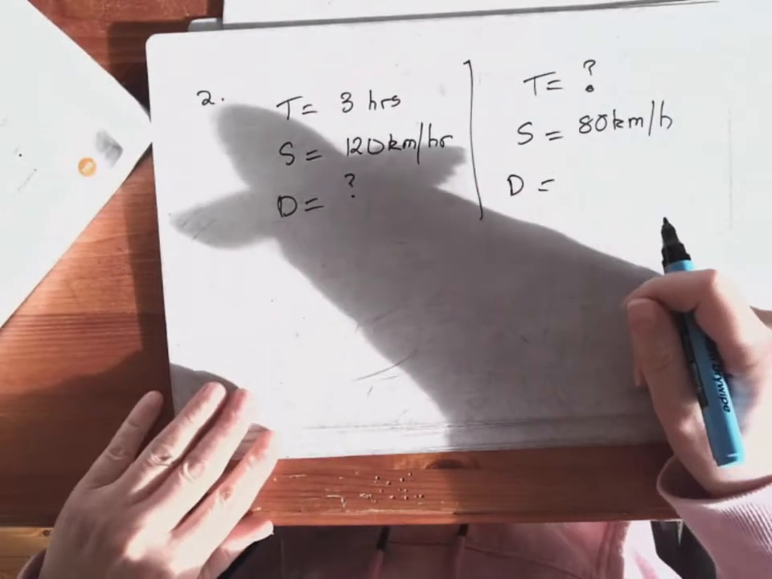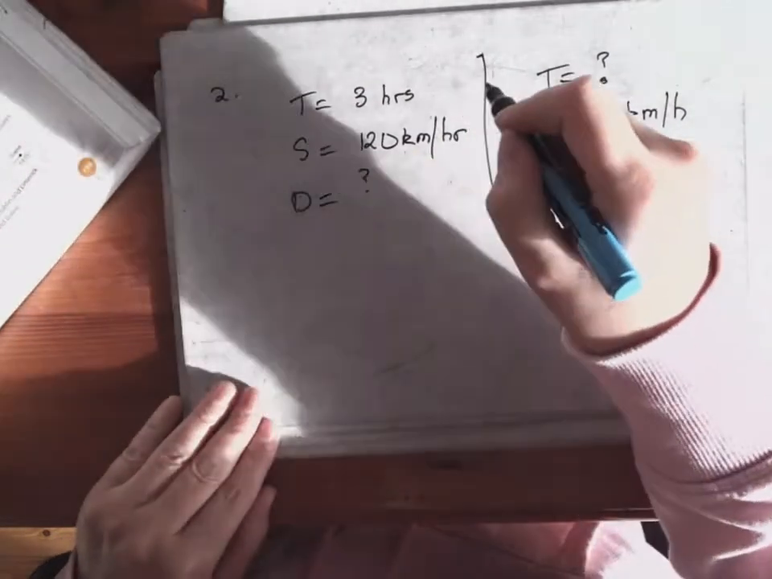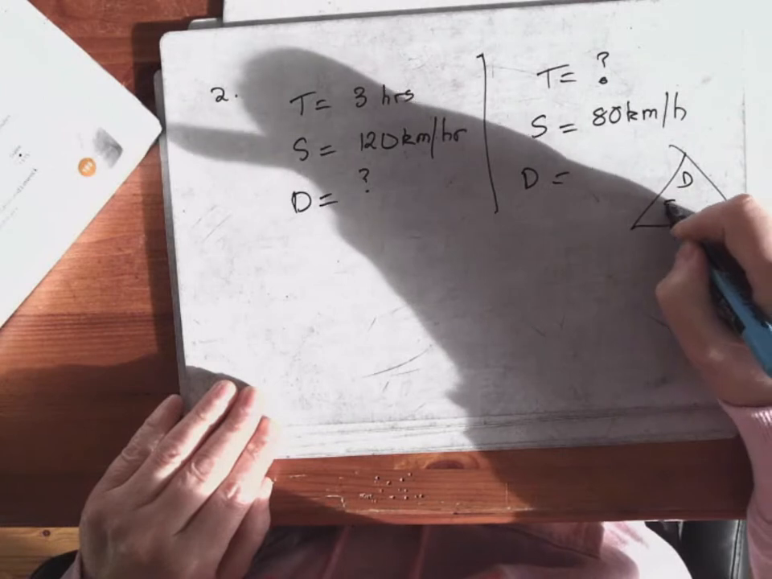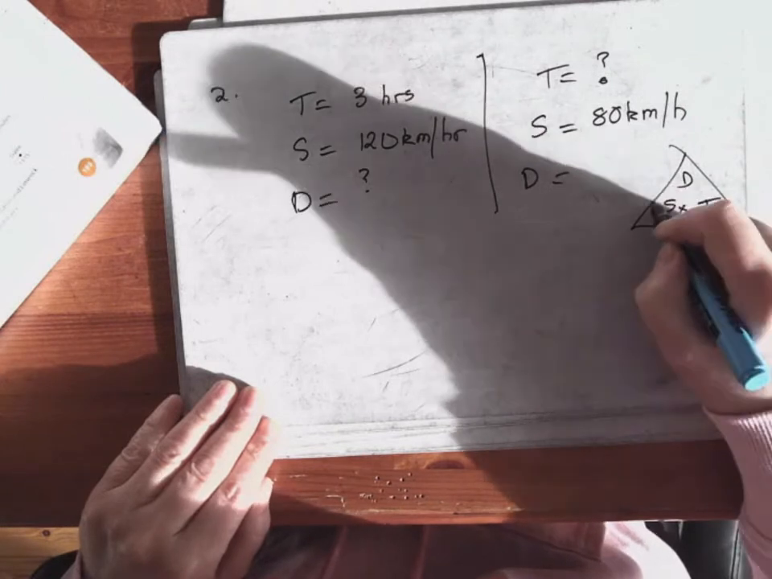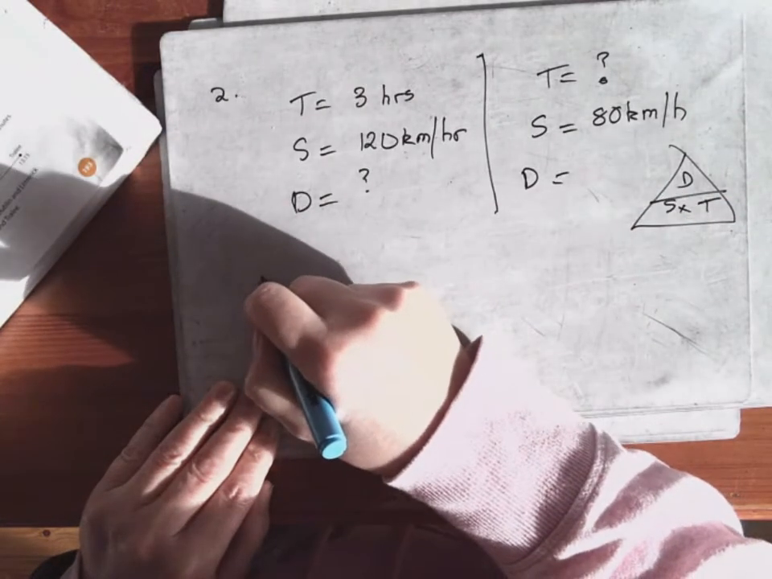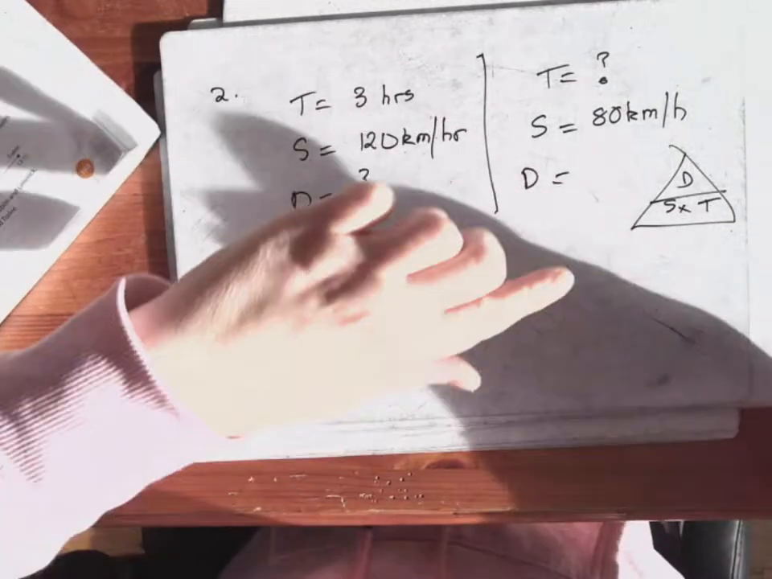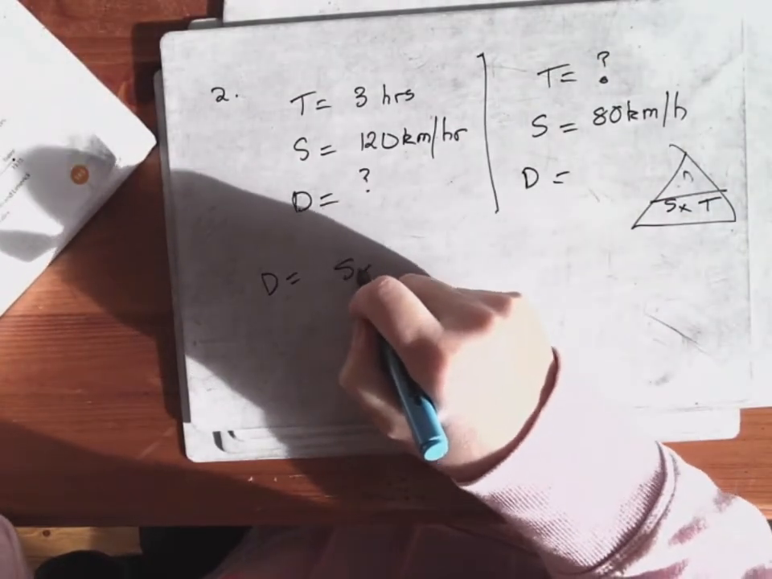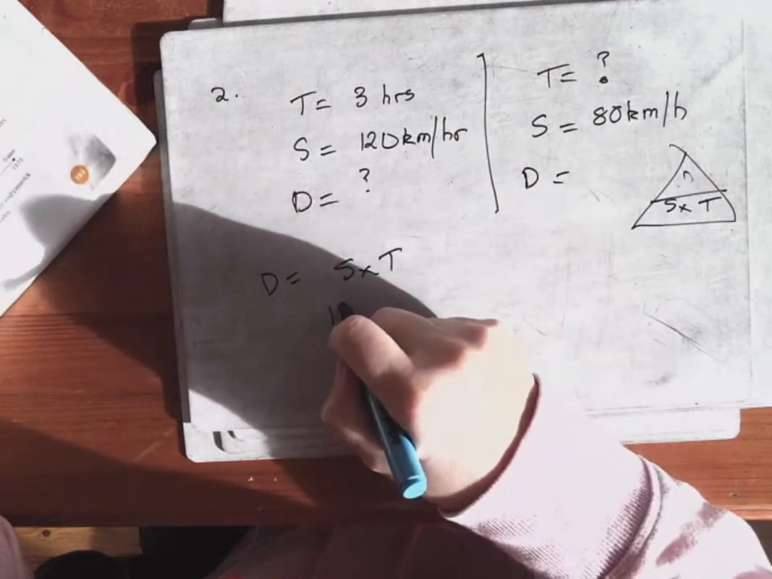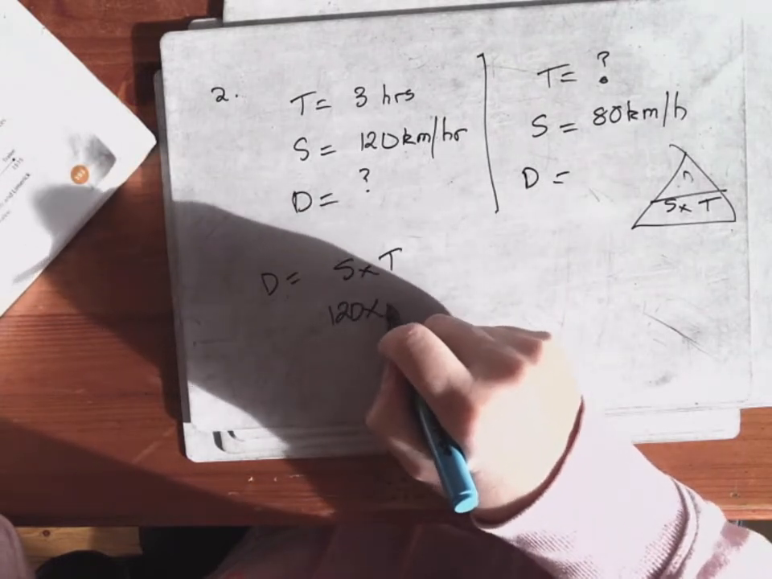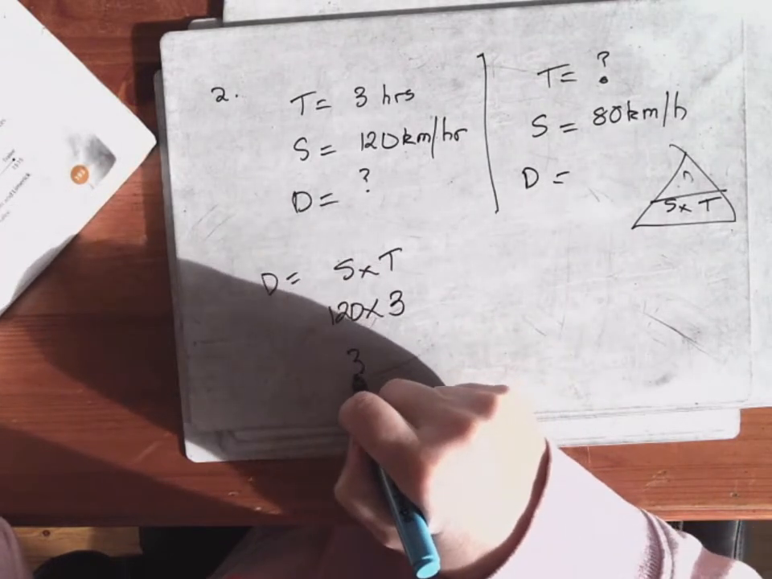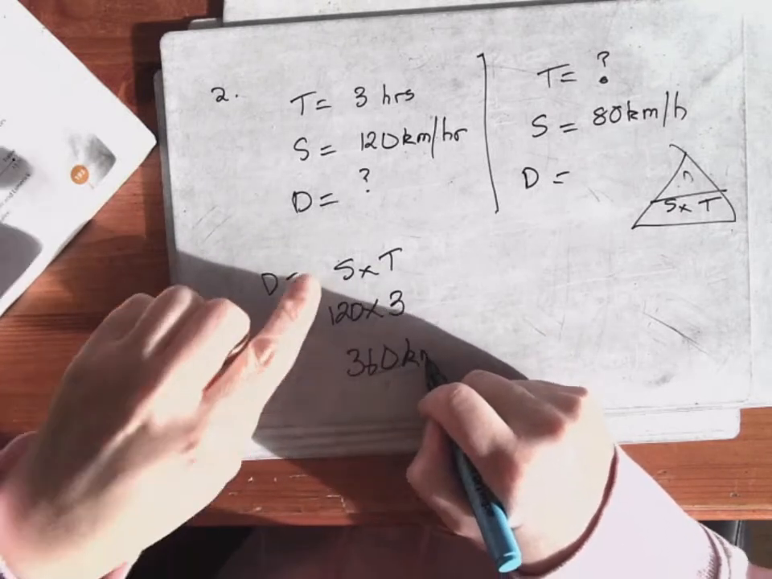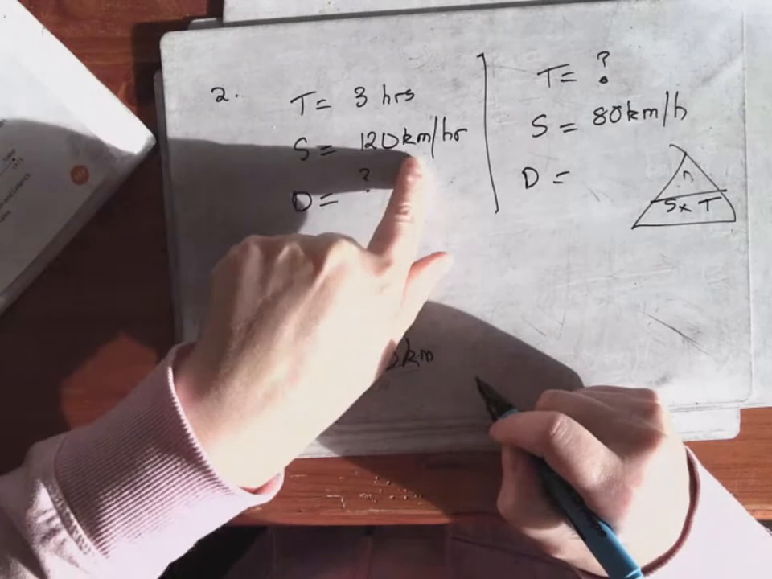If you treat it as 2 different sums, we need that silly triangle. On part 1 we're missing distance. So distance equals, cover the D, speed multiplied by time. The speed is 120, the time is 3, 120 multiplied by 3 is 360. And it's in kilometers. How do I know it's kilometers? Because it's part of the speed.